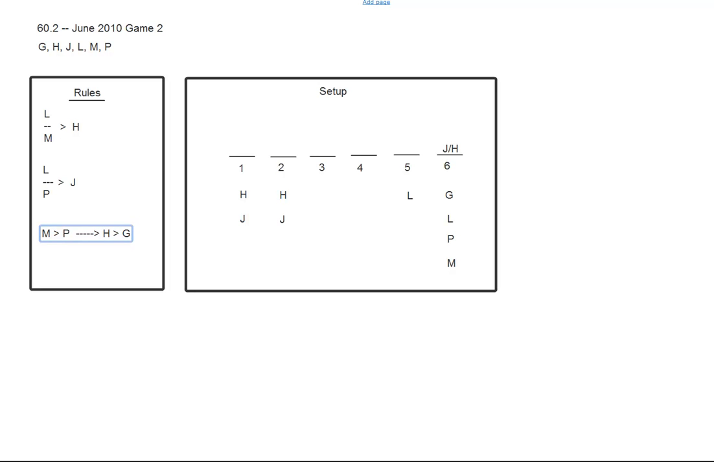So in answer choice B, M is before P, which means H has to be before G. But that's actually not true because G is going first. So we get rid of B. We're left with D and E. We check them both against this rule. And in D and E, you notice this rule does not apply. It's irrelevant because M is not before P.